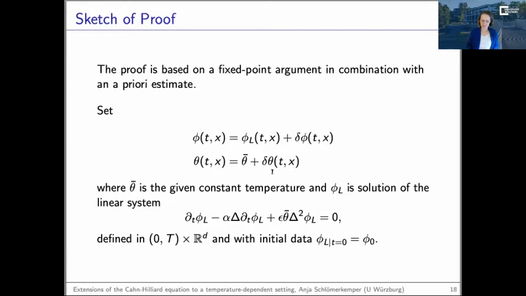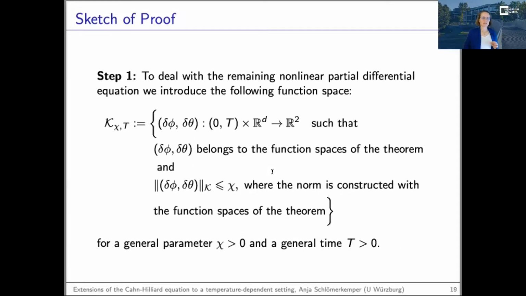Having this Ansatz, what we want to show is that we can write these remaining nonlinear partial differential equations, that we can rewrite and discuss this, and we want to show that this nonlinear partial differential equation that we obtain has a solution. And this we do with a fixed point argument. And for this, we introduce an appropriate function space.